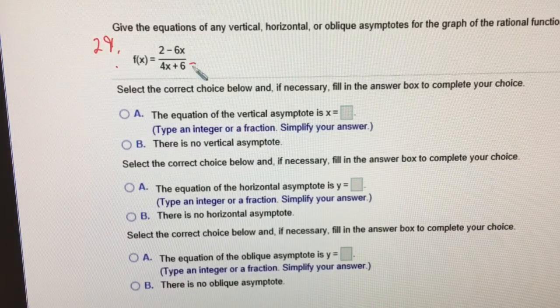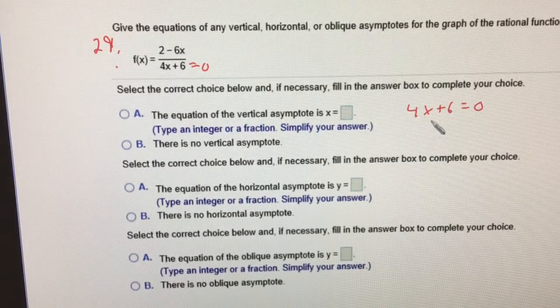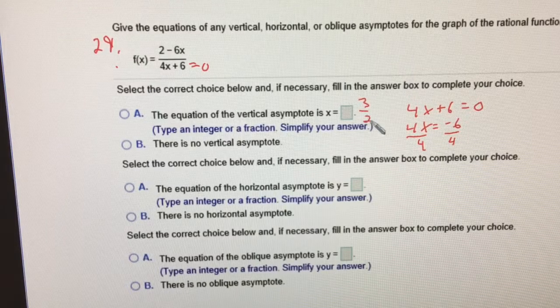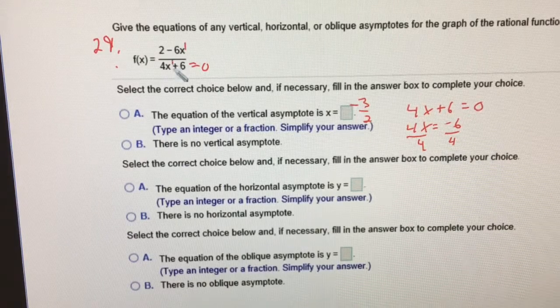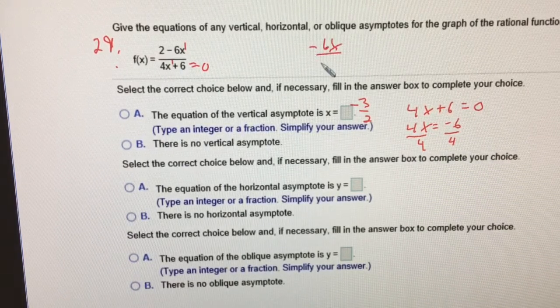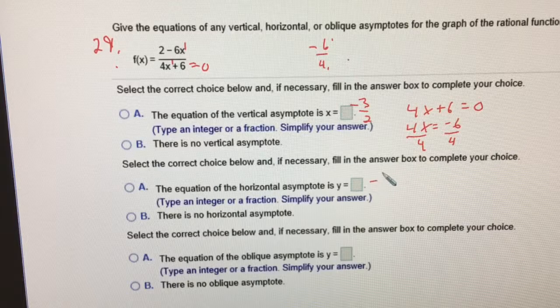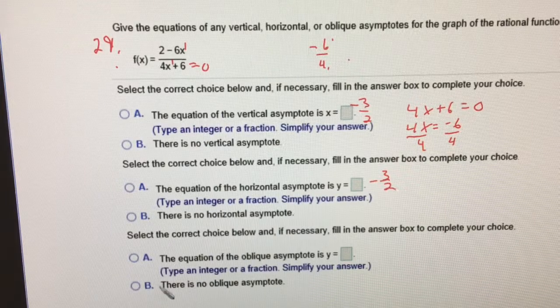Vertical asymptote, I set the bottom equal to 0. So 4x plus 6 equals 0. 4x equals -6. Divide both sides by 4. That's going to give me -3/2. x equals -3/2 as my vertical asymptote. Horizontal, the degree of the top is the same as the degree of the bottom. So it's going to be -6x over 4x. The x's simplify. And that's going to also give me -3/2. That doesn't always happen. If I have a horizontal, I cannot have an oblique. So there is no oblique asymptote.